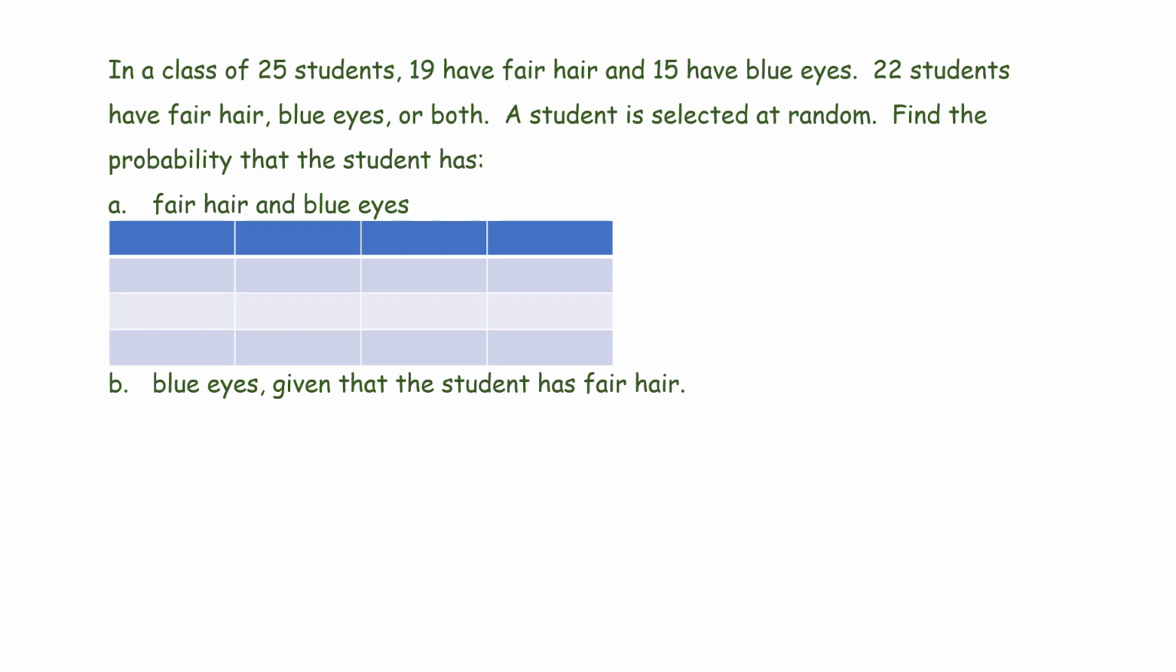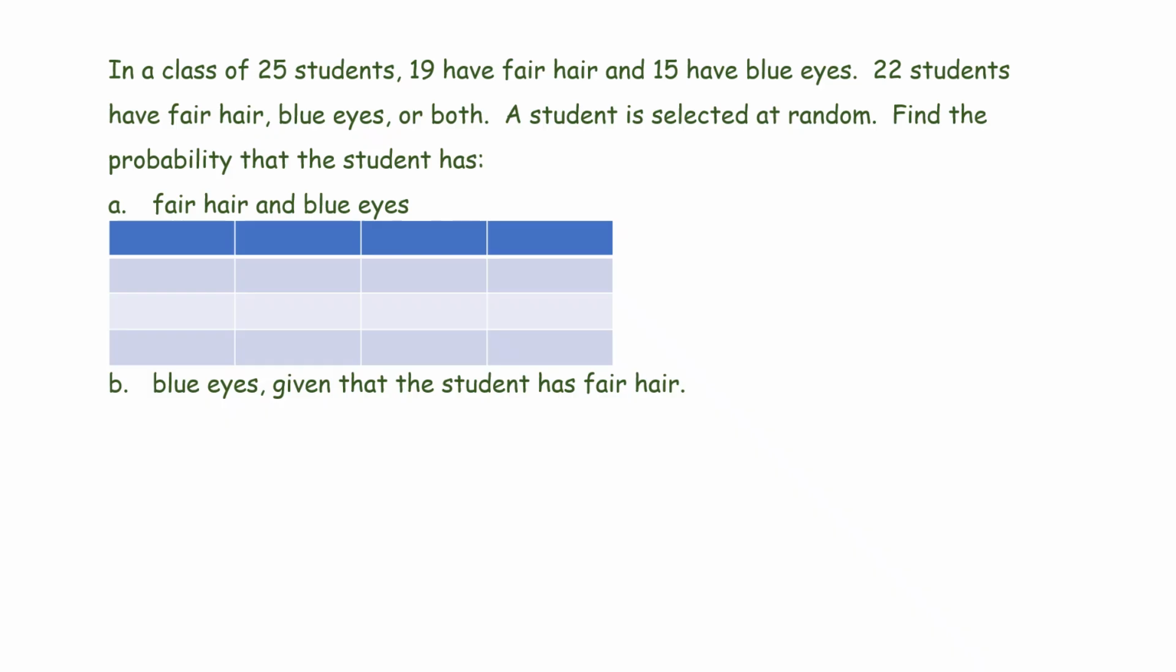In a class of 25 students, 19 have fair hair, 15 have blue eyes, and 22 students have fair hair, blue eyes, or both. A student is selected at random. Find the probability that the student has A, fair hair and blue eyes, and B, blue eyes given that the student has fair hair.